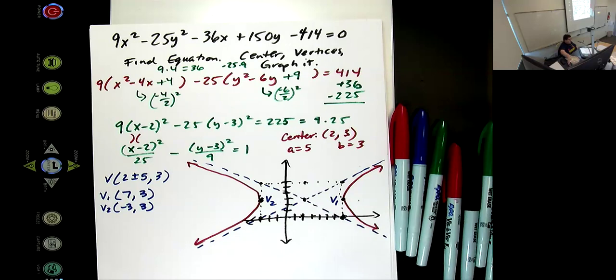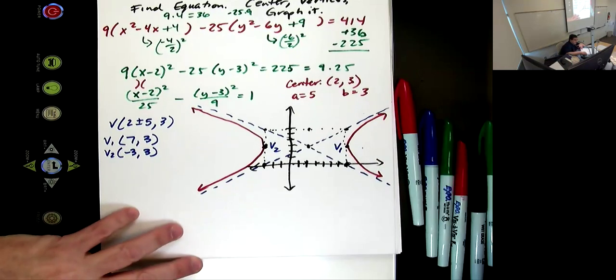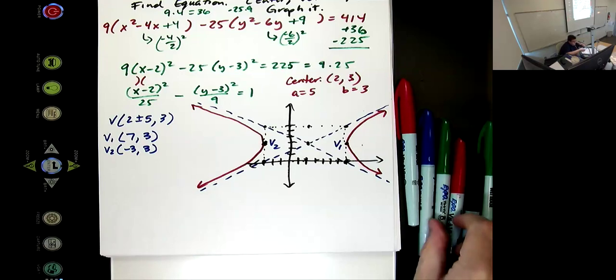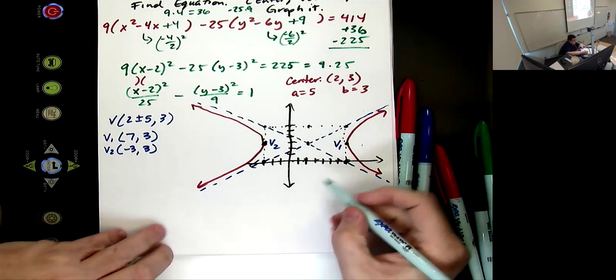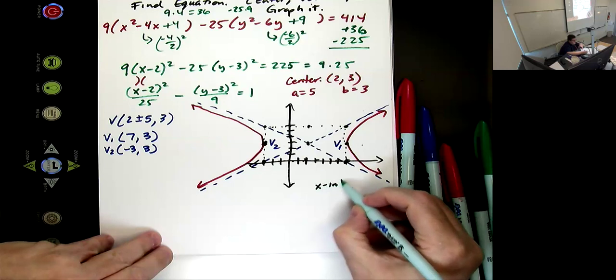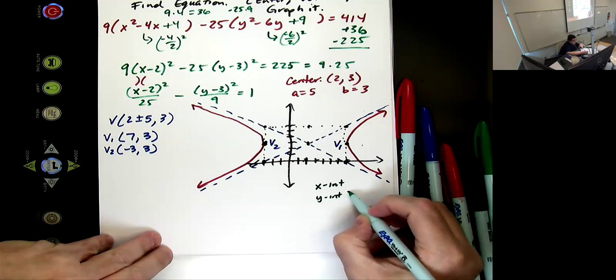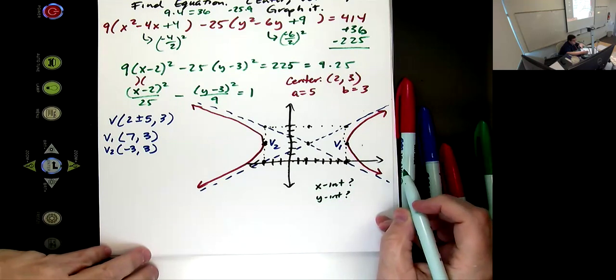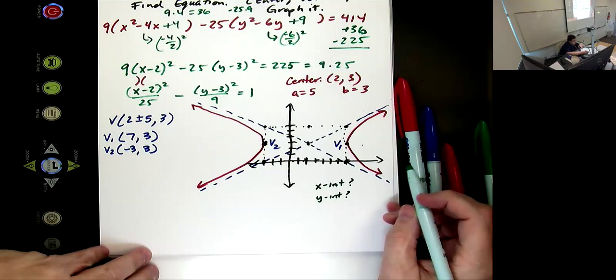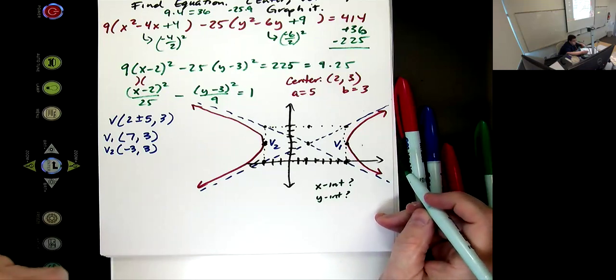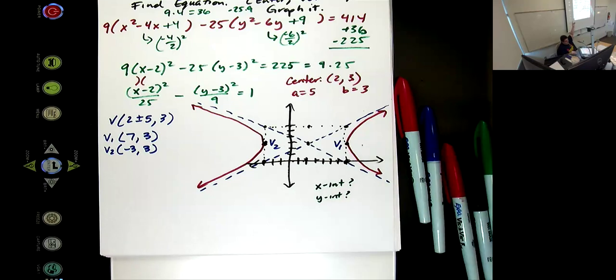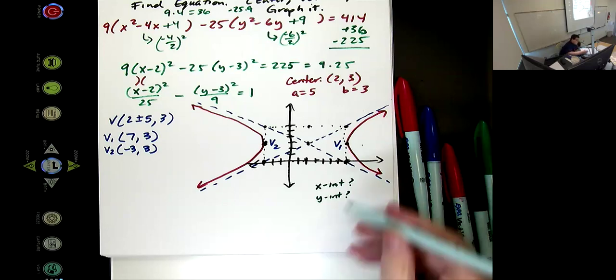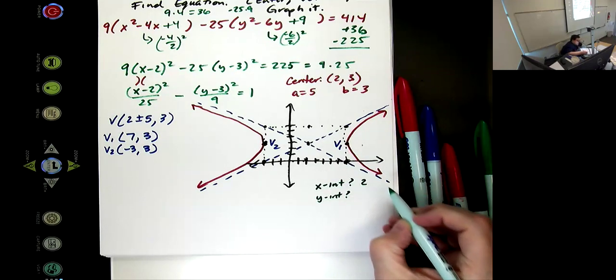Are there x-intercepts and are there y-intercepts? I don't know. Let's do one at a time. X-intercept: does everyone say yes? There's two of them, right? Yes. Y-intercept.